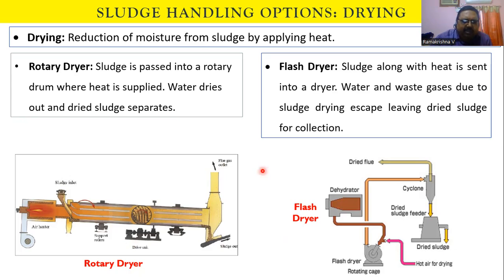It all depends on how much residence time is required to move the sludge from the inlet end to the outlet. In a flash dryer, sludge along with heat is sent into a dryer. Water and waste gases due to sludge drying escape. So now you can see here water in sludge along with the heat both are sent into a dryer, and water and waste gases escape, leaving dry sludge for collection. Hot air is sent here, and the sludge along with that is sent here and heated in the flash dryer.